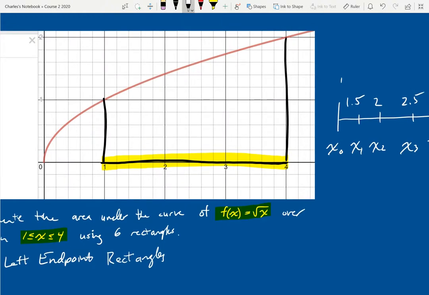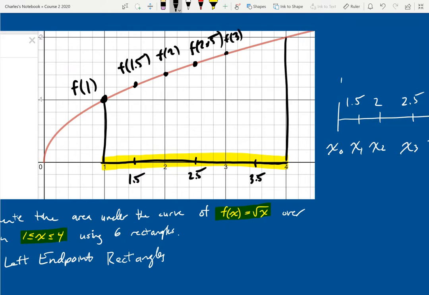But so here is 1.5. Actually, I take that back. Here is 1.5. Here is 2.5. Here is 3.5. Okay. Here is f of 1. Here is f of 1.5. Here is f of 2. Here is f of 2.5.